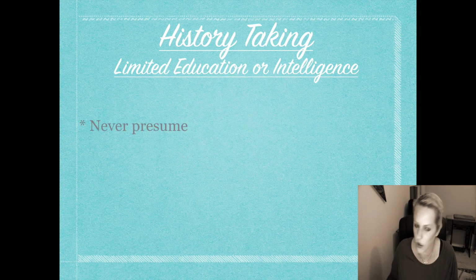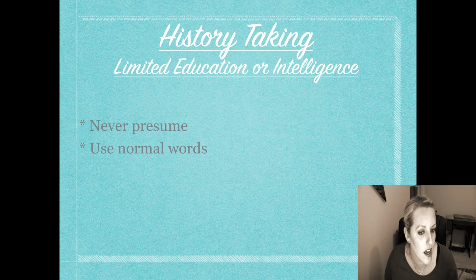Limited education or intelligence. Never presume that they have limited intelligence until you begin talking to them and they don't understand what you're saying. Use normal words. Don't try and show off with big fancy medical words. And always tailor your approach to these people. Family members will sometimes be able to help.